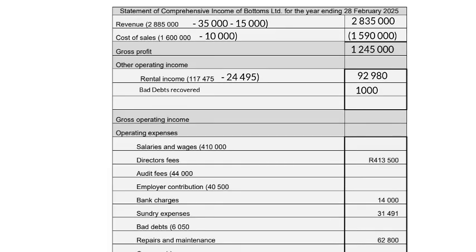We also consider the provision for bad debts adjustment, and that was 1,142 Rand. So our total other operating income is 95,122 Rand. If we add that to our gross profit, we get a gross operating income of 1,340,122 Rand.